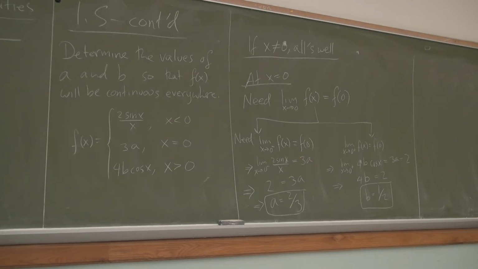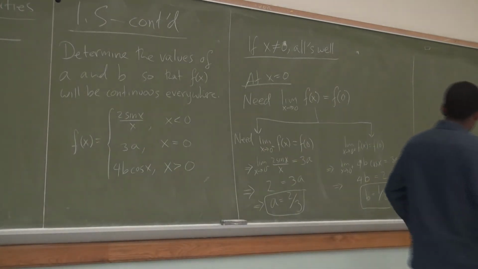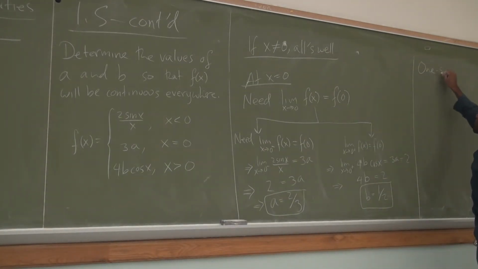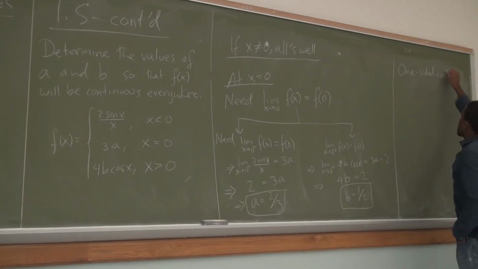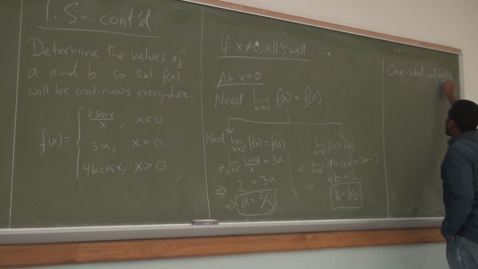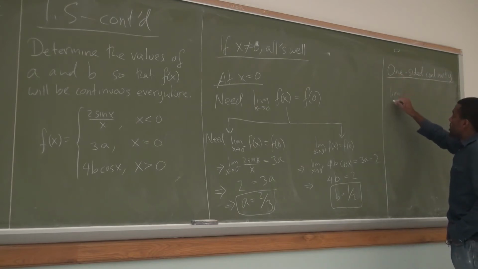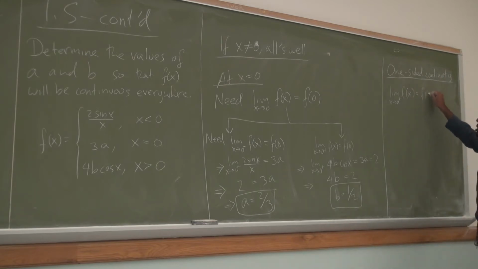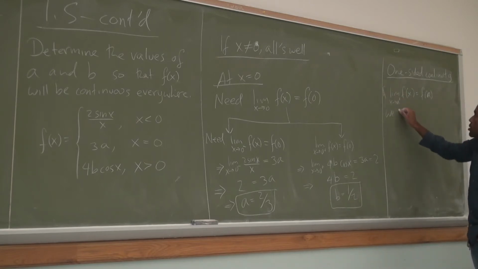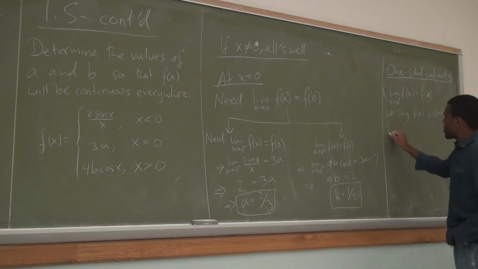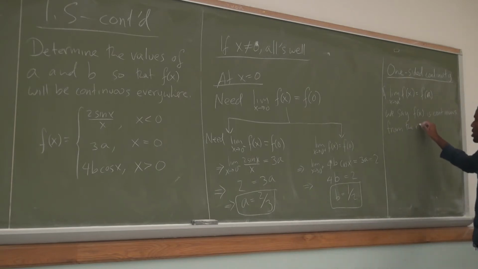We have a bunch of theorems to write down. There's a notion of one-sided continuity as well, just so that you know. If you're talking about the limit as you're approaching from a certain side, like the right side, f of x equals f of a, we say f of x is continuous from the right.